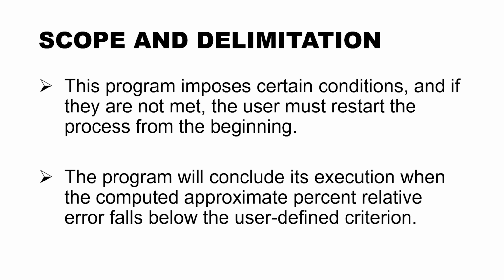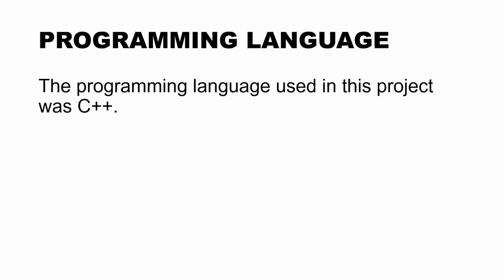This program imposes certain conditions, and if they are not met, users must restart the process from the beginning. The program will conclude its execution when the computed approximate percent relative error falls below the user's relative criterion. For the programming language, this program uses C++.